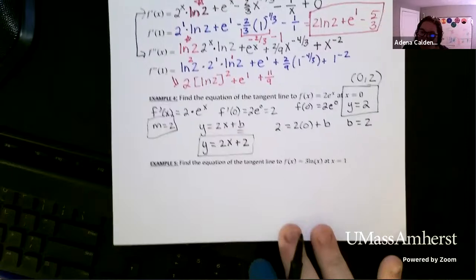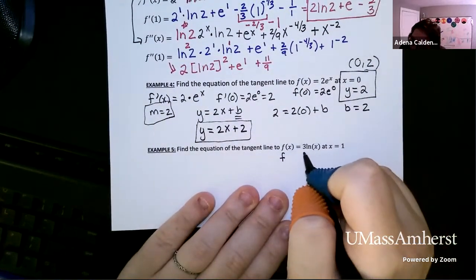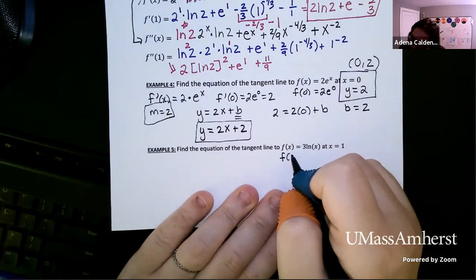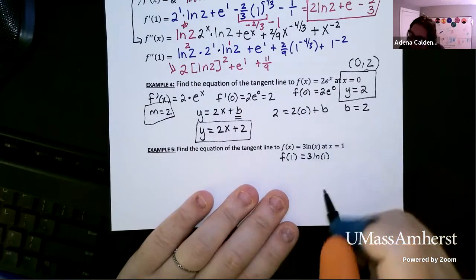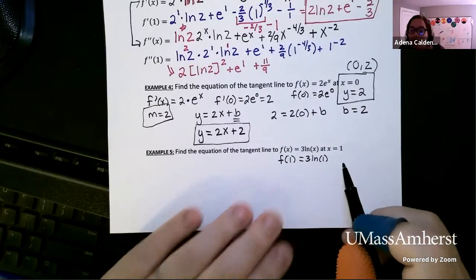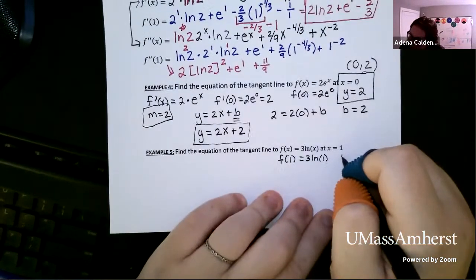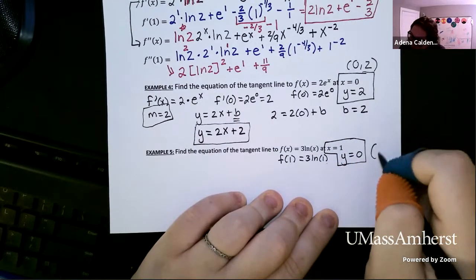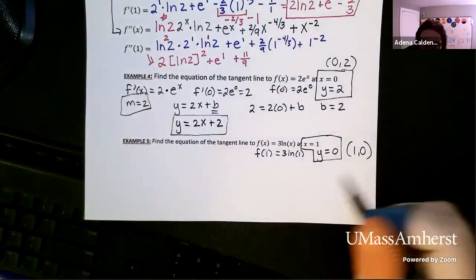For the second one, I'm going to do the same process. So here, I have the function 3 ln x, and I want to know about x equals 1. So I'm going to start by finding my y value. Okay, so I have 3 times the natural log of 1. The natural log of 1 equals 0, and 0 times 3 is 0. So I have the point 1, 0 as part of my tangent line.